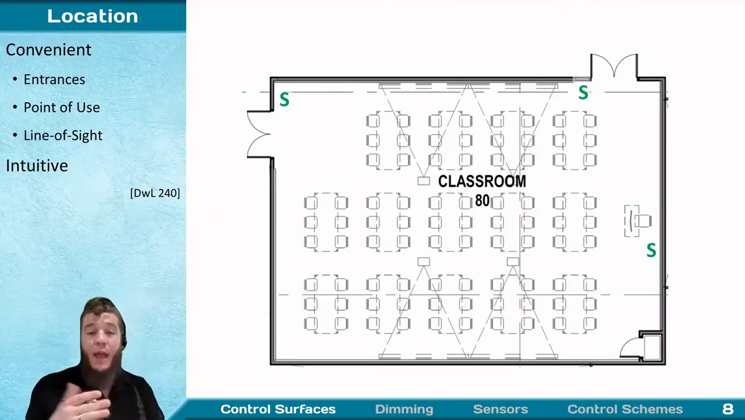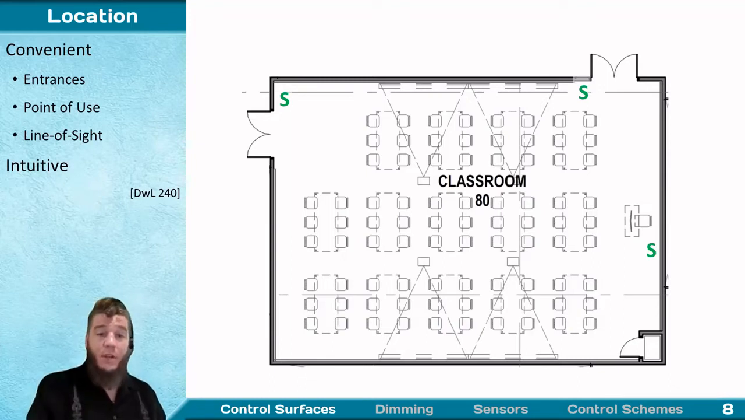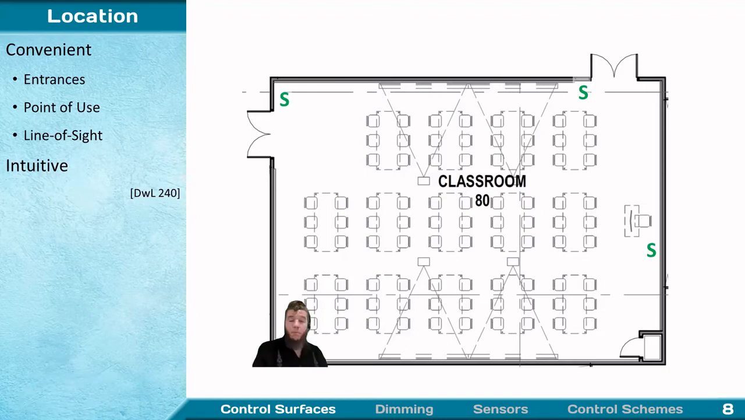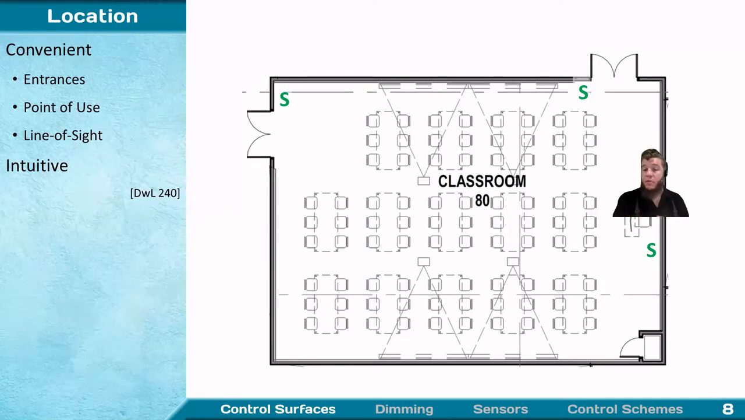But moving beyond that, the question is one of point of use. So a great example in a classroom is, of course, behind the podium, because this is an important point of use where you might activate the projectors from and therefore need to be able to turn off lighting near those projector screens. So point of use is important. And the final aspect that I want to mention is line of sight. And what I mean by that is that your controls need to be within a line of sight to the devices they're actually controlling.